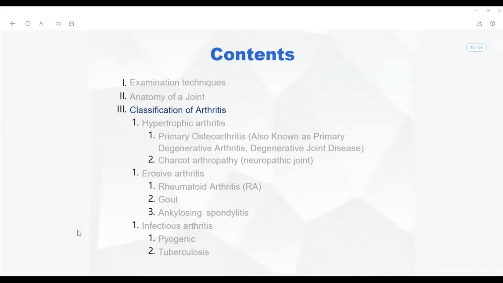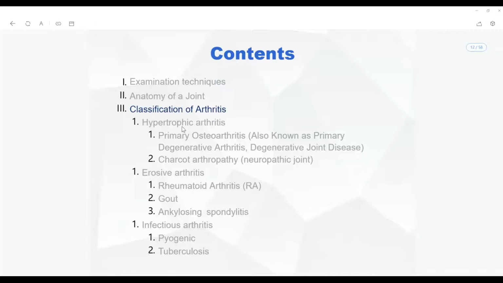So right now we are going to look at the basic diseases of the joints. So we are going to look at the classification of arthritis. Okay, we are going to look at hypertrophic arthritis. Then we are going to look at the different conditions of this hypertrophic arthritis, like primary osteoarthritis, degenerative arthritis, and Charcot arthropathy. Right. So first we'll start with these diseases.